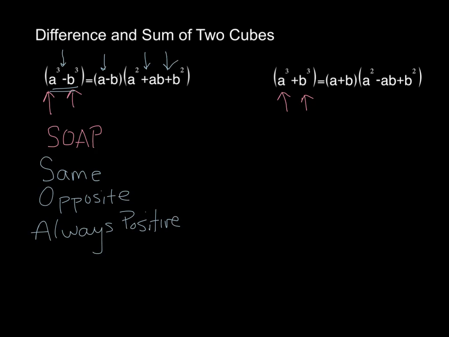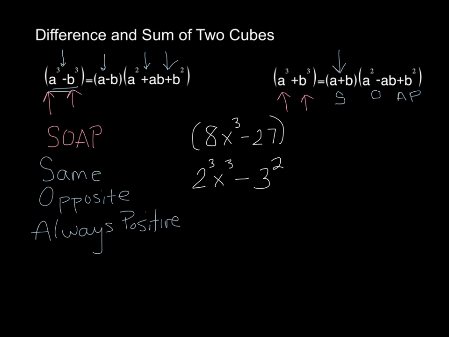And you'll notice it does the exact same thing over here. That is the same. This is opposite, and this one is always positive. So when we decide that we're going to factor, we notice that we have a difference of cubes and we want to factor maybe something like 8x cubed minus 27. And I say, well, this is 2 cubed x cubed, and this is just 3 cubed.